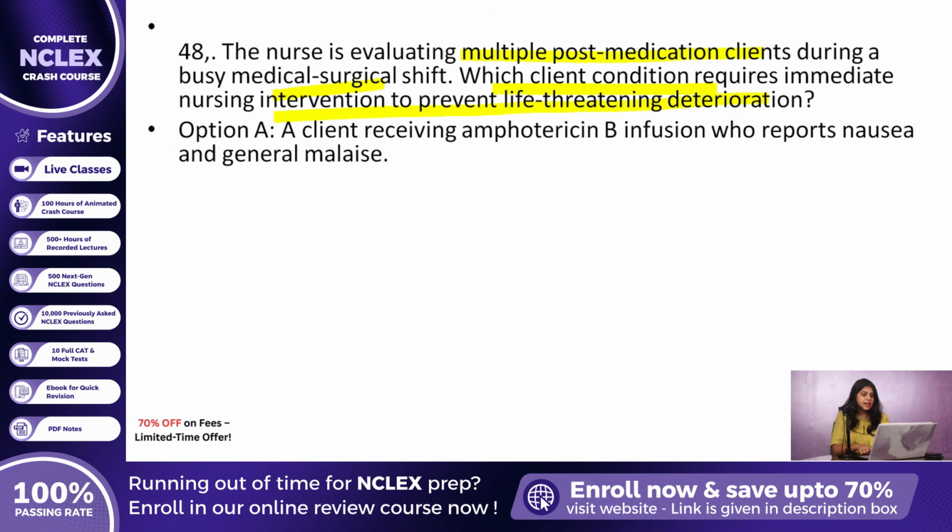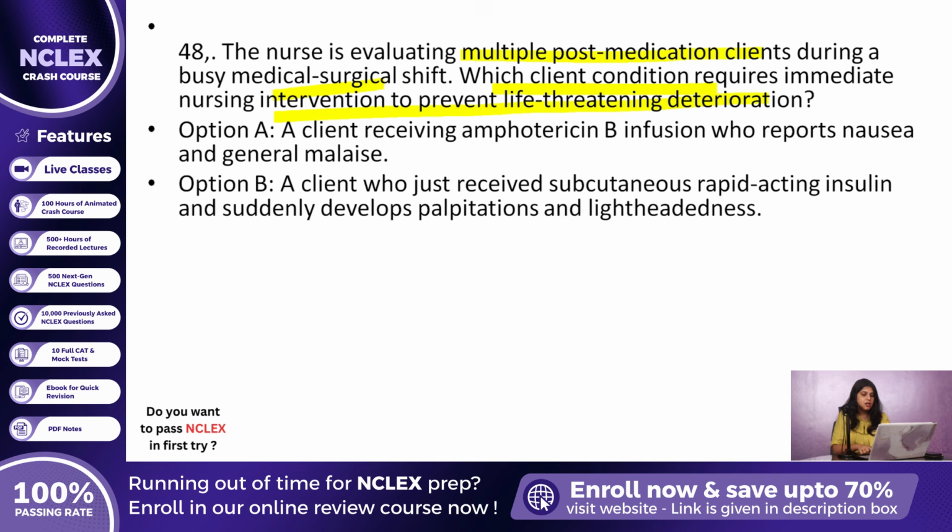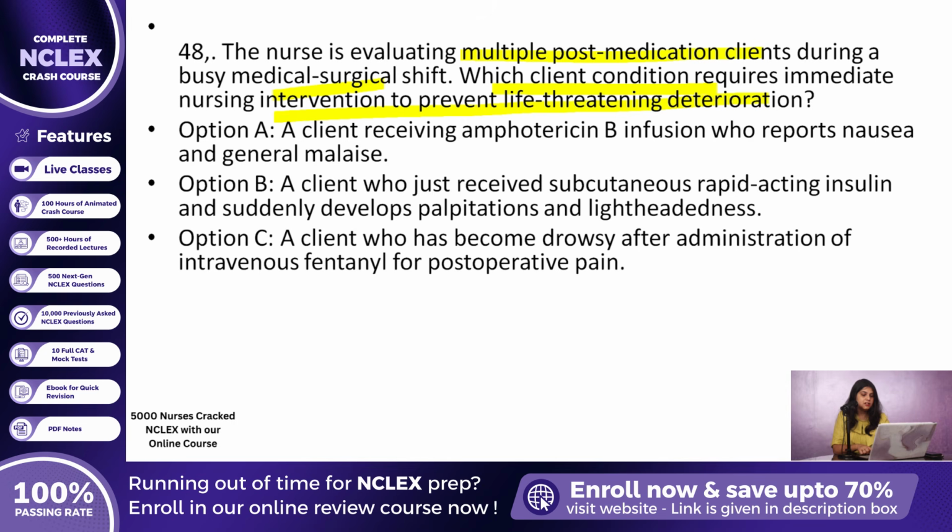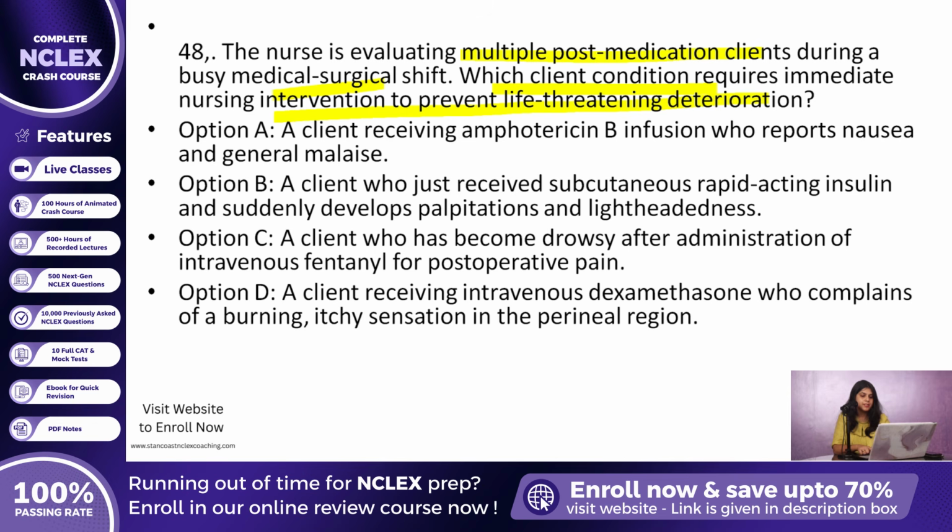Option A, a client receiving amphotericin B infusion who reports nausea and general malaise. Option B, a client who just received subcutaneous rapid-acting insulin and suddenly develops palpitations and lightheadedness. Option C, a client who has become drowsy after administration of intravenous fentanyl for post-operative pain. Option D, a client receiving intravenous dexamethasone who complains of a burning, itchy sensation in the perineal region.